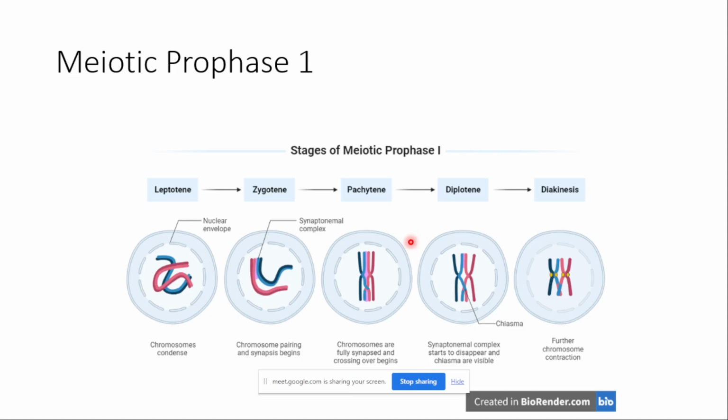Anyone has any doubt in this meiotic prophase I? No.